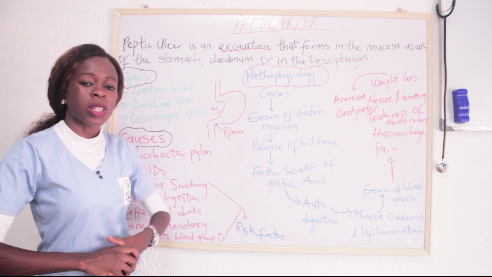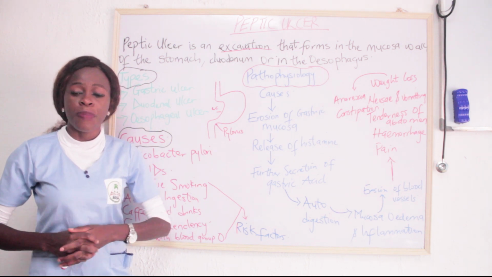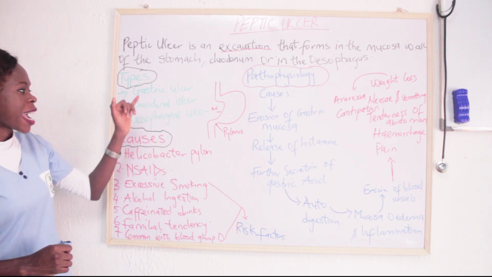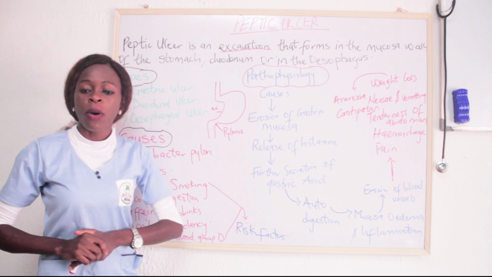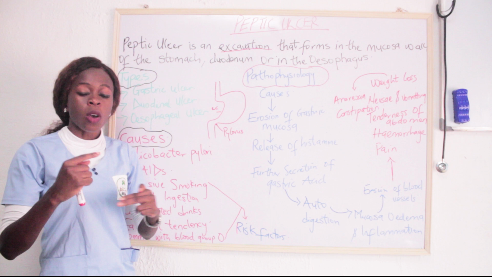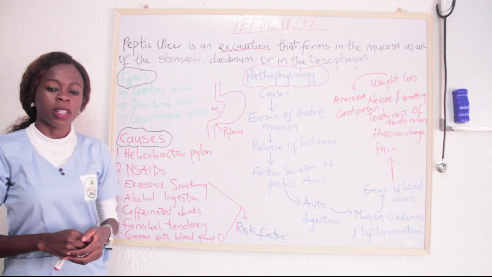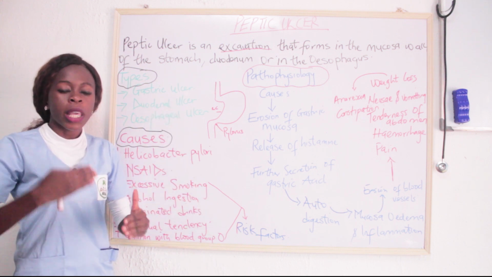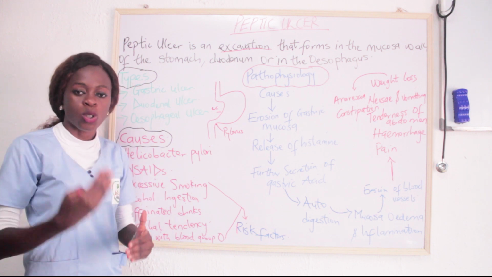Then that takes us to the types of peptic ulcer. There are basically three types of peptic ulcer. As the name implies, the first is gastric ulcer. Gastric ulcer is a type of peptic ulcer that occurs in the stomach. It occurs around the lesser curvature and the pylorus. That is where your gastric ulcer normally occurs. Gastric ulcer occurs where? In the stomach.